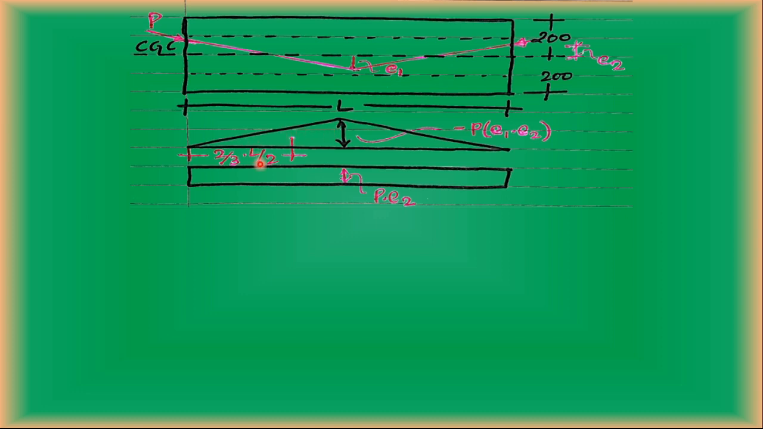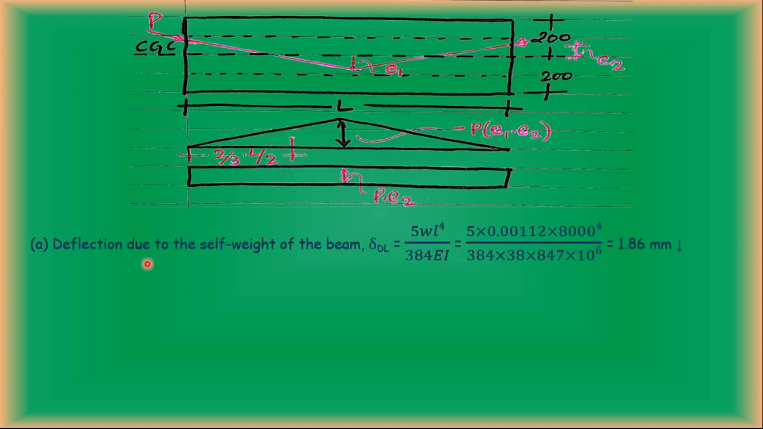Now how we are going to consider the loading is like this. For the deflection, one is the regular deflection, and one more is the deflection of triangular shape that is going to act in the member. Deflection due to the self weight of the beam is delta DL, which is 5wL raised to 4 by 384EI. Substituting the values into this, we found it as 1.86 mm in the downward direction.